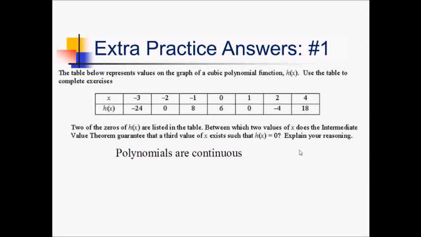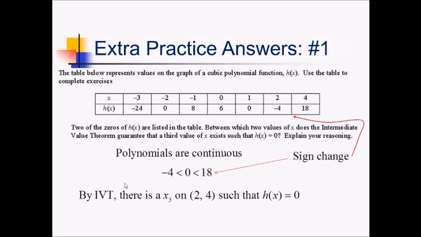And we see that there is a sign change. Let's see, not a sign change there. That's not really a sign change. There's a sign change here, though, from -4 to 18. So because the y value 0 is between the y values -4 and 18, the IVT guarantees we have our third x value on the interval from 2 to 4, where we get a y value of 0.